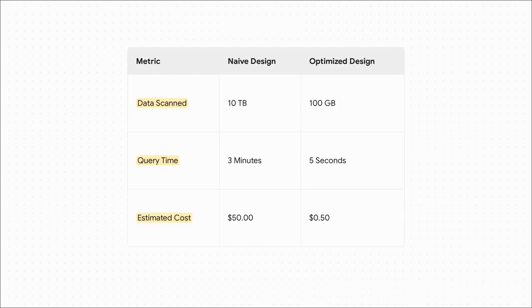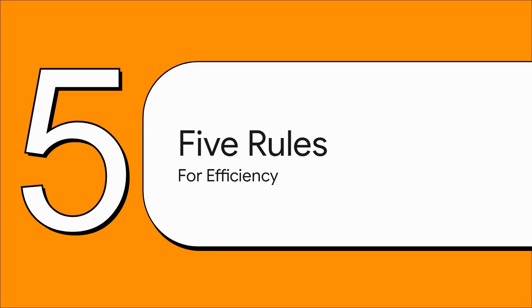With the naive design, BigQuery had no choice but to scan the full 10 terabytes of data. That took 3 minutes and, as we saw, cost $50. But with the optimized design, because of our smart partitioning, BigQuery knew it only had to scan the 100 gigabytes that were actually relevant to our query. And the result? The query finished in 5 seconds and cost 50 cents. You get faster answers for a tiny fraction of the price. It's a win-win. So you're probably asking, how can I get these same results?